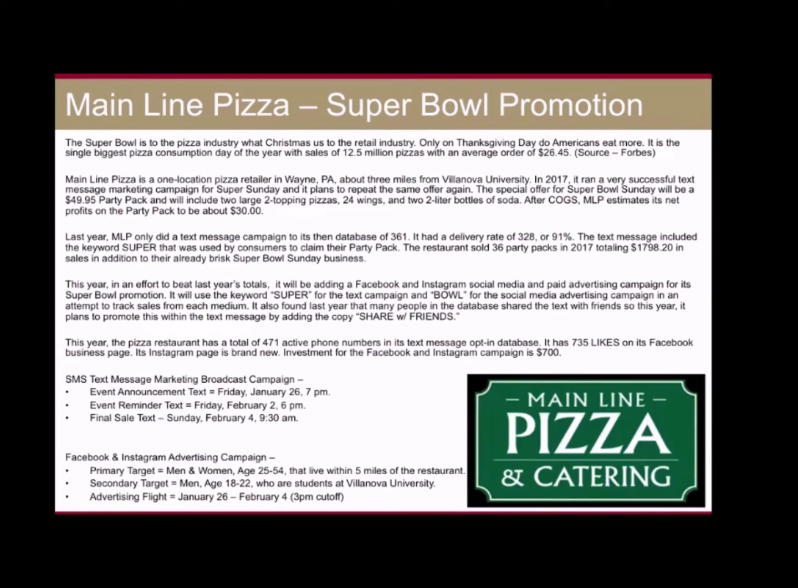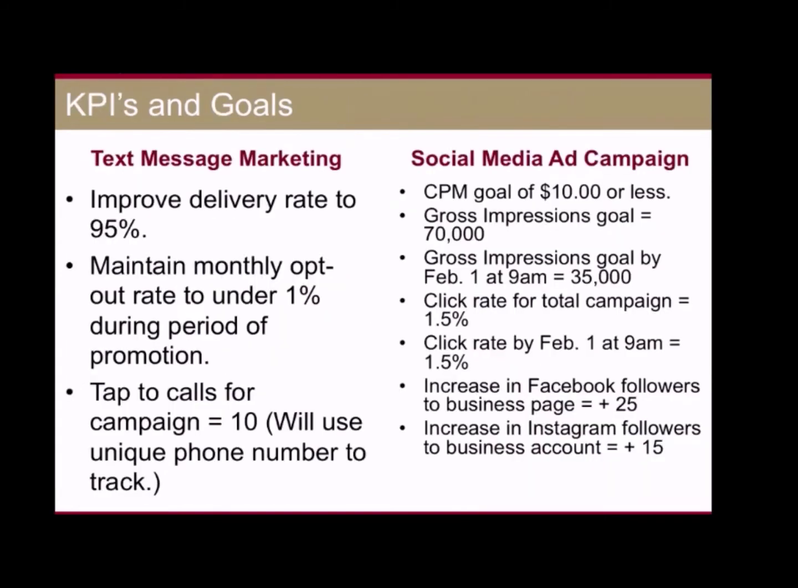They're going to target men and women aged 25 to 54 that live within 5 miles of the restaurant. And they have a secondary target of Villanova University students. The advertising flight is going to run over 2 weekends and 1 week, and they're going to have a 3 p.m. cutoff on Super Bowl Sunday. So that's the details of the promotion. Now let's establish some KPIs and goals for Mainline Pizza.